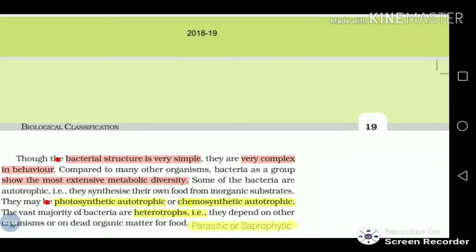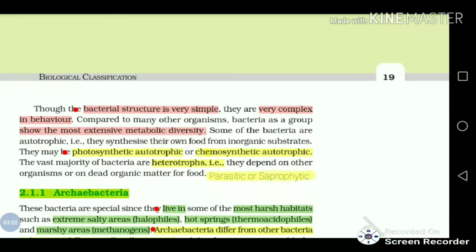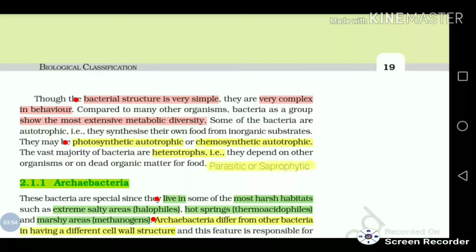Then moving on to the next point, the bacterial structure is very simple, but it is very complex in behavior, and bacteria are the ones that show the most extensive metabolic diversity. The modes of nutrition followed by bacteria are photosynthetic autotrophs, chemosynthetic autotrophs, and heterotrophs that consist of parasites and saprophytes.